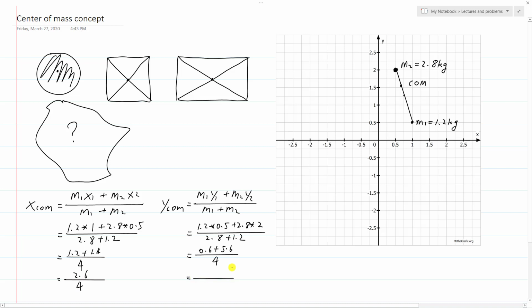And the y-axis is 6.2 over 4. We can calculate this even by eyeballing. 2.6 over 4, half of that is 1.3, and half of that is 0.65, and we're assuming these are all in meters, so I'll put in a unit. And 6.2 over 4 is 3.1 over 2, which is 1.55.